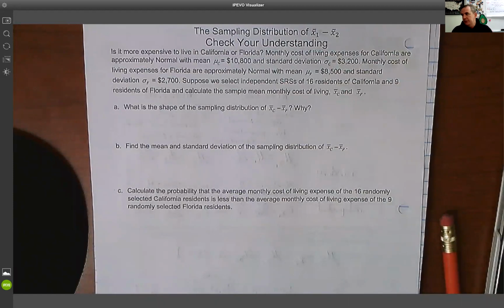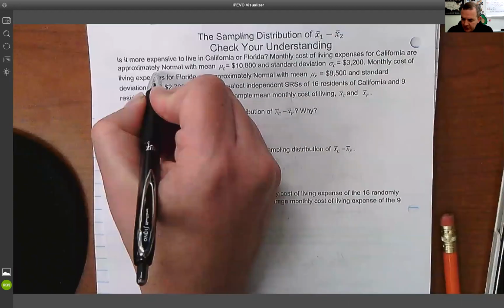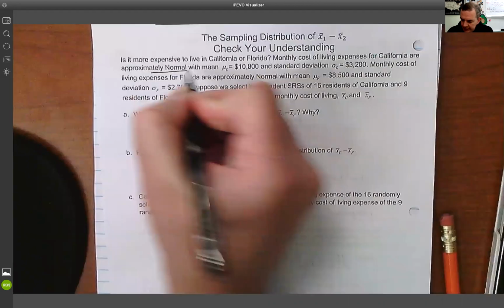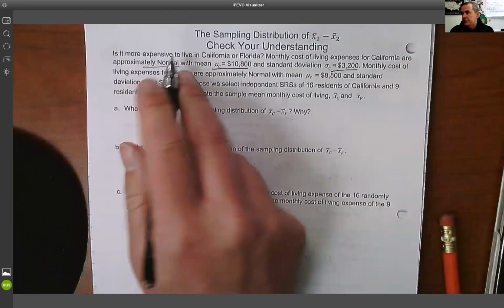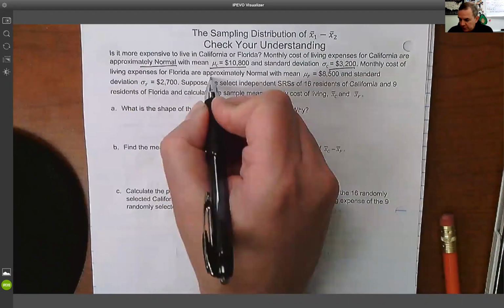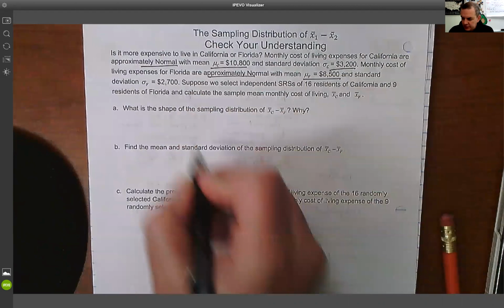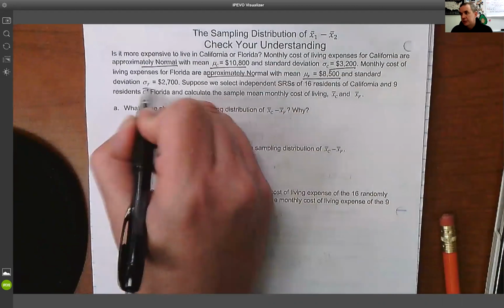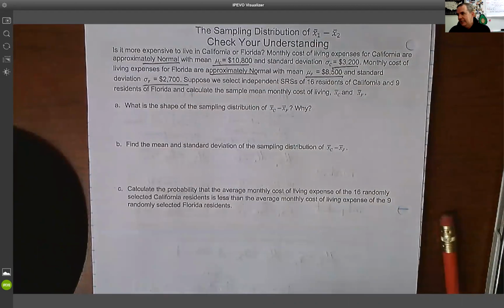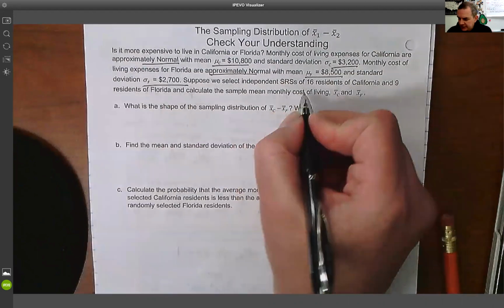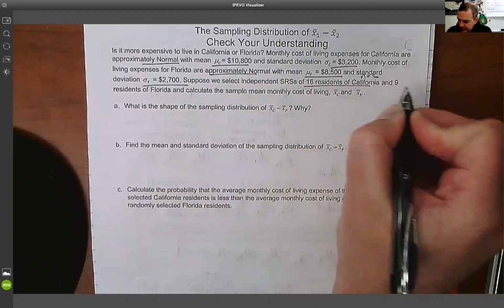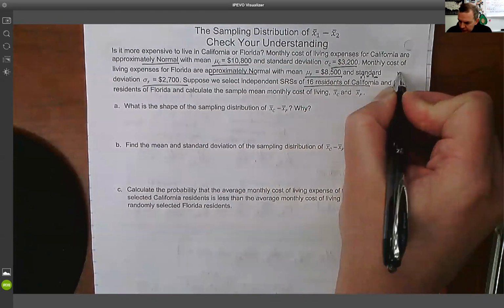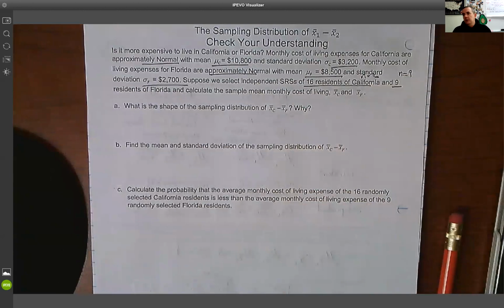Monthly cost of living expenses in California are approximately normal, with a mean of 10,800 and a standard deviation of 3,200. Monthly cost of living in Florida are also approximately normal, with a mean of 8,500 and a standard deviation of 2,700. Suppose we select an independent simple random sample of 16 California residents. So California's n is going to be 16, and 9 residents from Florida. So n is going to be 9 for Florida. Calculate the sample mean monthly cost.